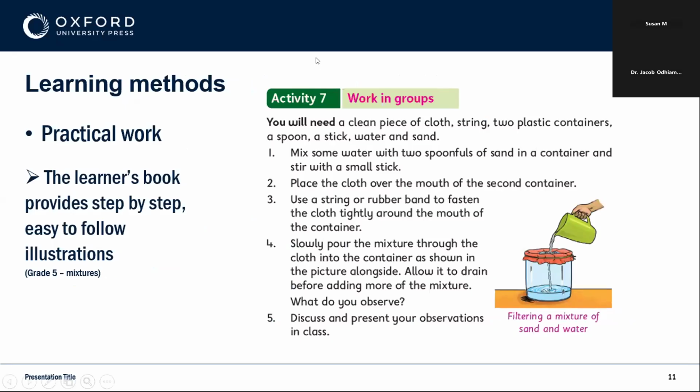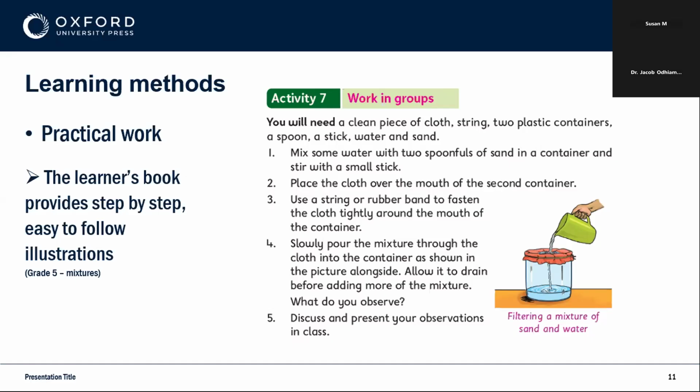So let us look at how these learning methods have been used in a classroom setup, starting with the practical work. Practical work, as I've said, is involving hands-on and some discussions. And in our learner's book, a step-by-step guidance is provided, which is very easy to follow, and with some illustrations in all the cases.